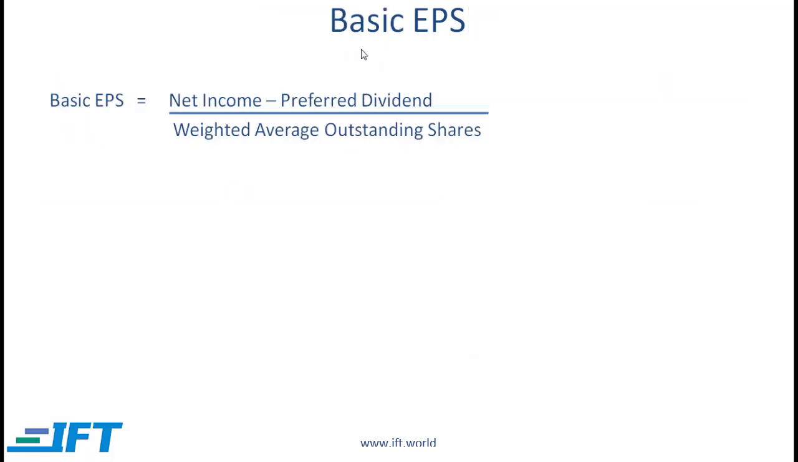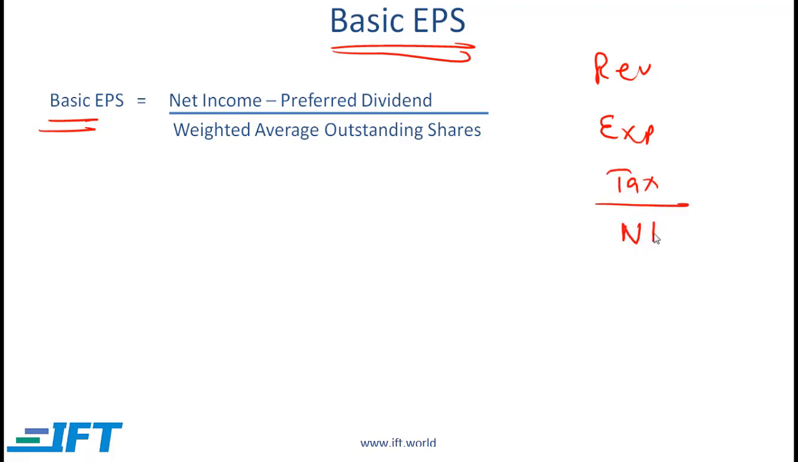Back to the formula for EPS. We will first look at a concept called basic EPS, and later we will look at diluted EPS. Basic EPS is equal to net income minus preferred dividend divided by the weighted average outstanding shares. The net income, as we have seen earlier, is the revenue minus all expenses, and this includes operating expenses, non-operating expenses such as interest. We also subtract taxes, and then we are left with net income.